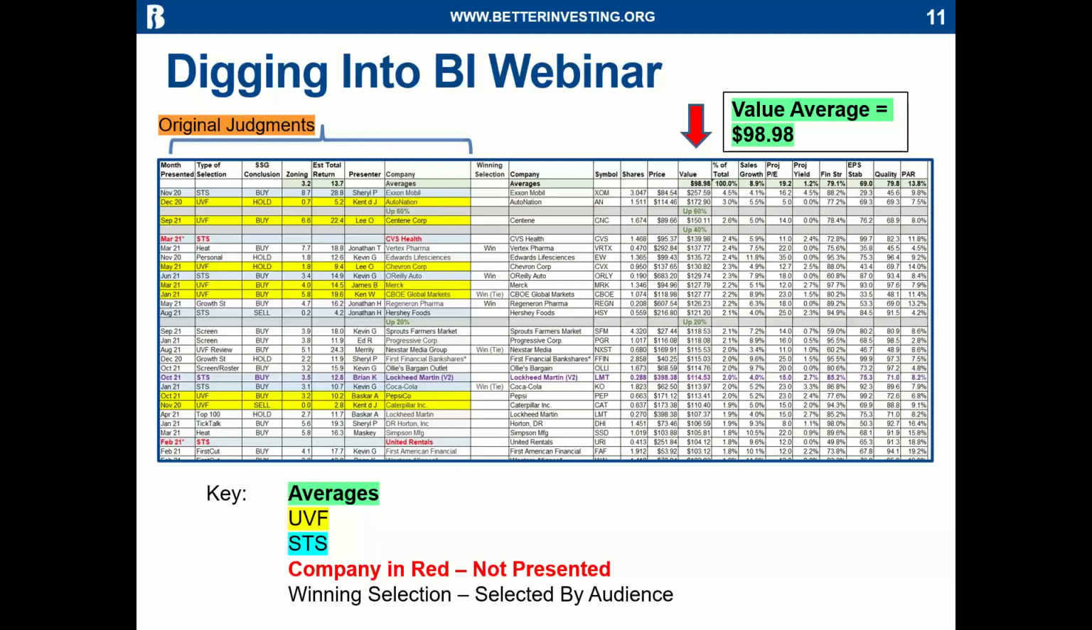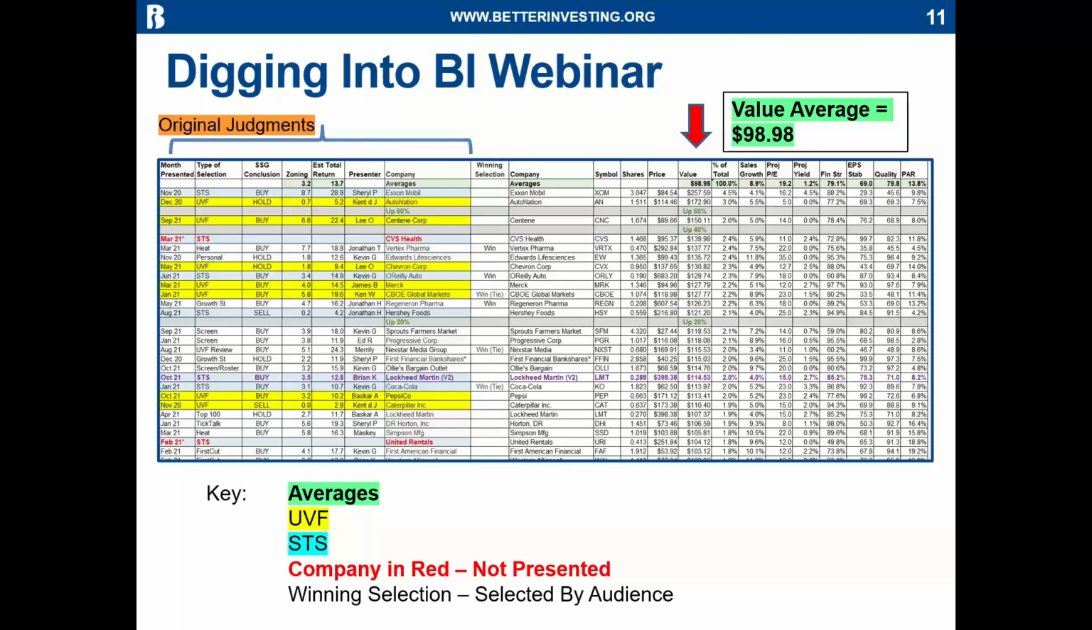And then the next column over, the winning selections, are the ones that the audience selected as the best ones. On the right-hand side are all the same stocks, matched up. That's from the Manifest dashboard, which is a separate operation.